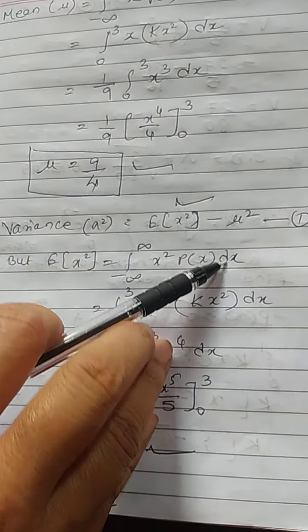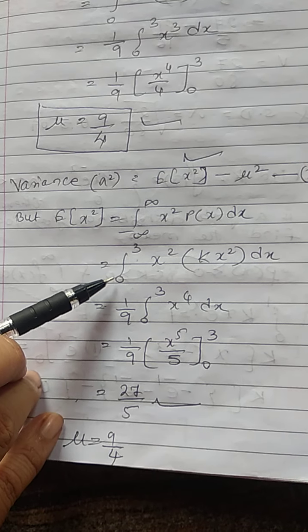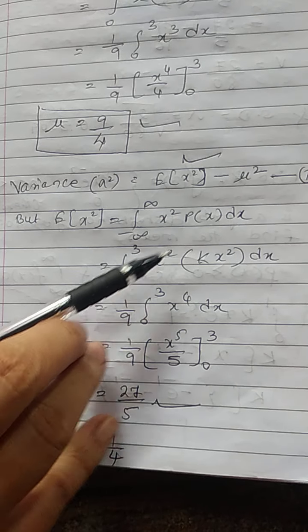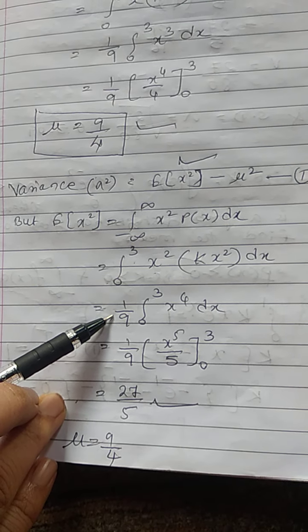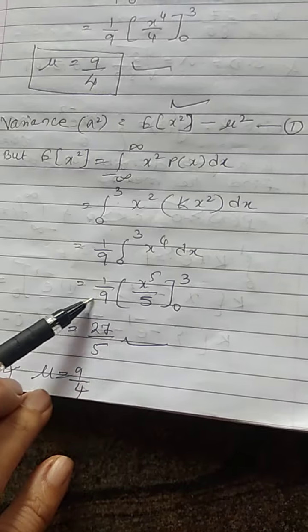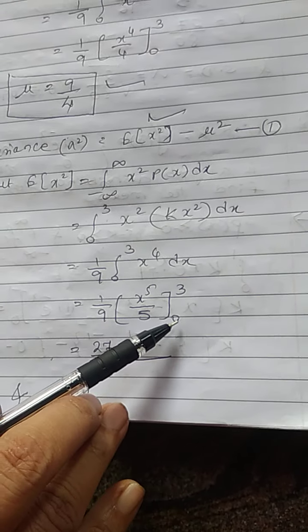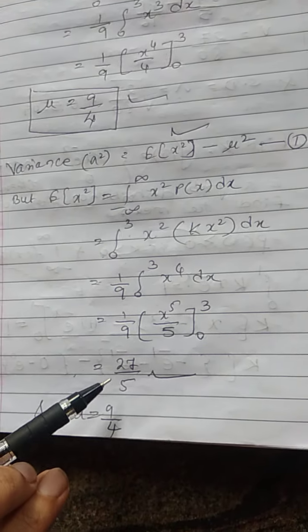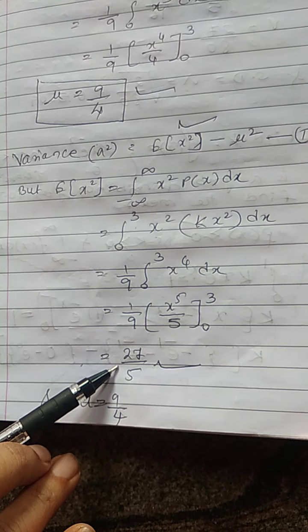Similarly, we can define e of x square as integration from minus infinity to plus infinity x square into p of x dx. So limits are here 0 to 3, integration between 0 to 3, x square as it is, p of x means kx square dx. So k value is 1 upon 9, x square into x square x raised to 4 into dx. Integrate 1 upon 9 into x raised to 5 upon 5, limits between 0 to 3. So we get 27 upon 5. This is the value of e of x square.